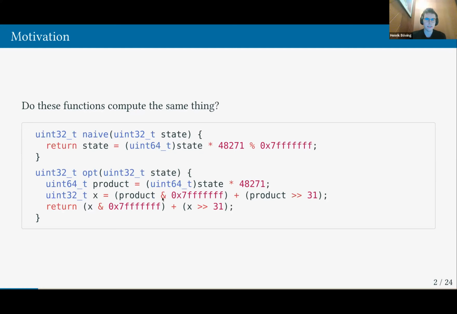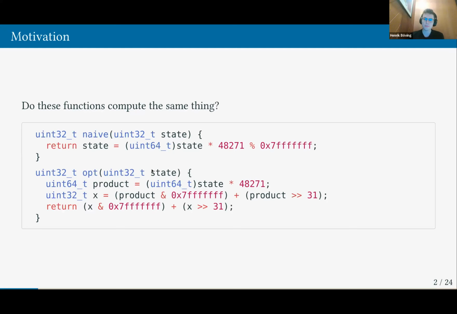So there's some AND happening and some bit shifts over here, and suddenly there's additions and so on. And the people on the internet claim that these two are the same, but in fact, the second one is quite a lot faster than the first one when you're benchmarking it. So of course, you might want to verify this claim.